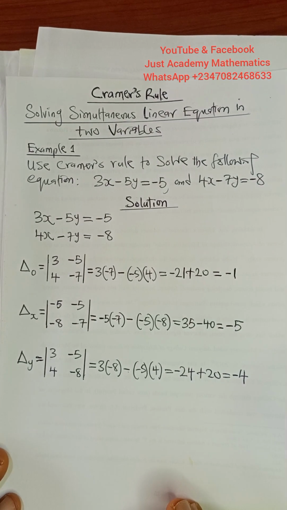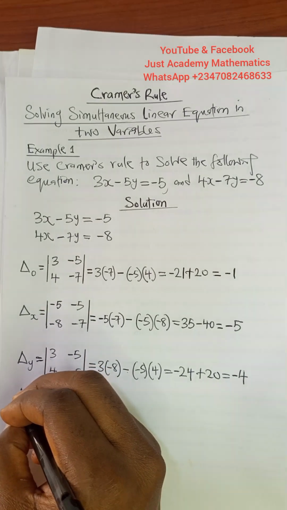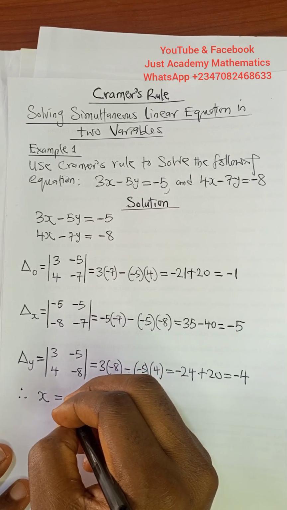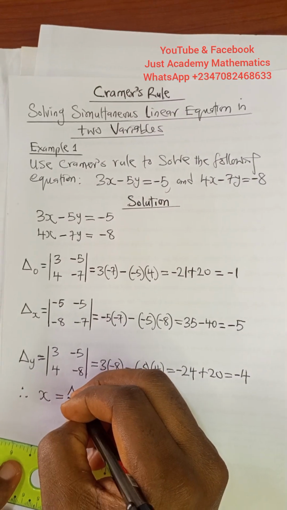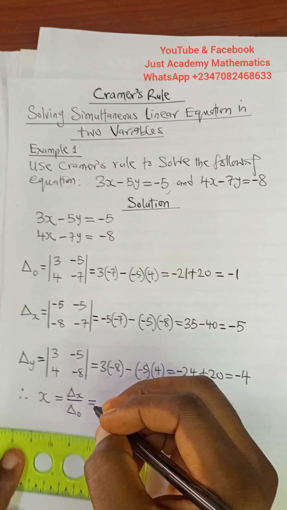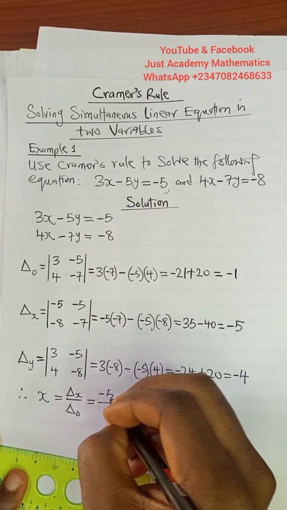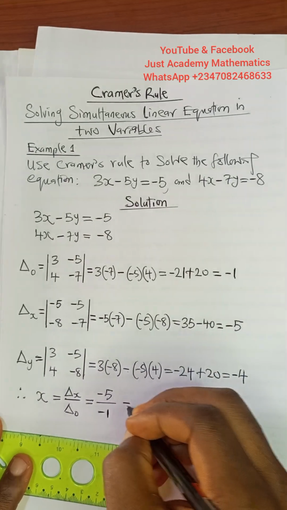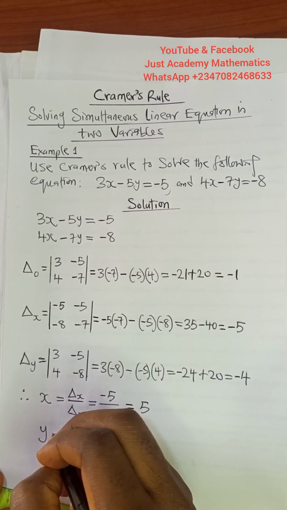Are you there now? So with this now, let's get the value of x and y. We can now conclude that the value of x is equal to change in x over change in 0. And what is change in x? Change in x is negative 5, while change in 0 is negative 1. So x is equal to what? 5. X is 5.